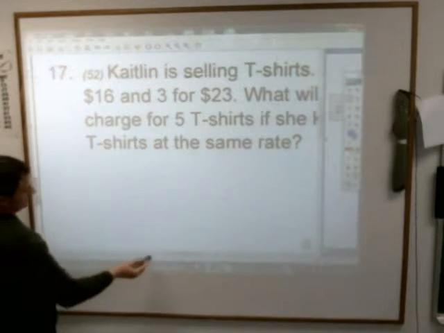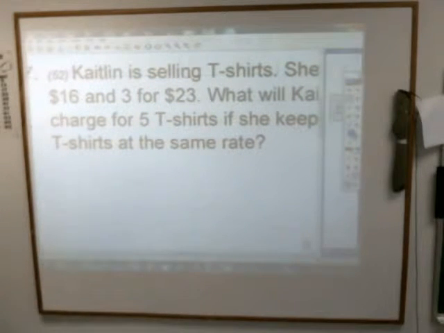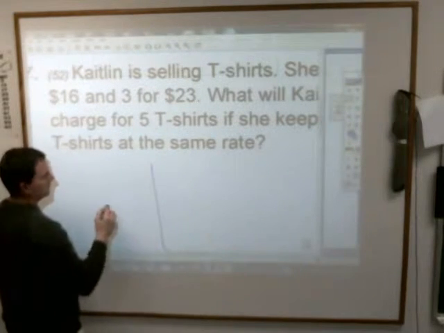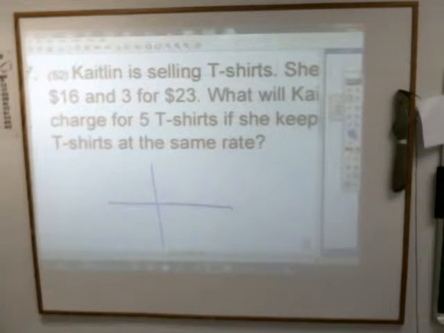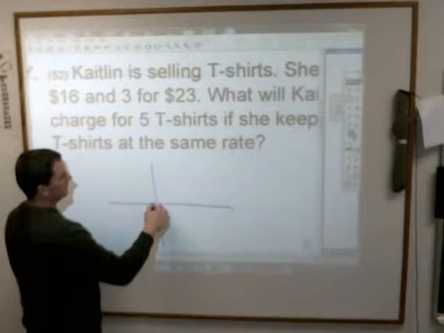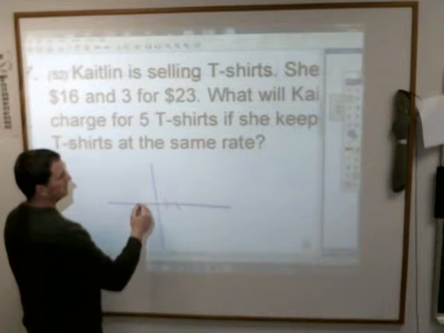Caitlin is selling t-shirts at 3 for $23, 2 for $16. What will she charge for 5 t-shirts if she keeps the same rate? Well, here's the deal with this. I suppose this would be a graphing sort of thing. And I think I might have been wrong when I told you that these lines have to go through the origin. I don't believe they do. 2 for $16, so I do 2 here and 16 up?